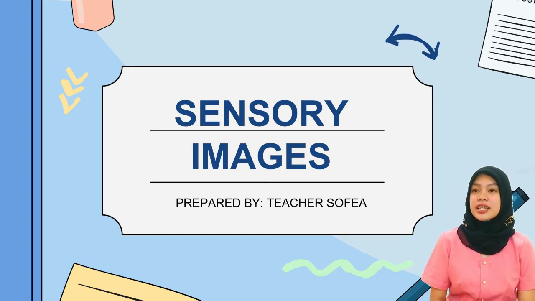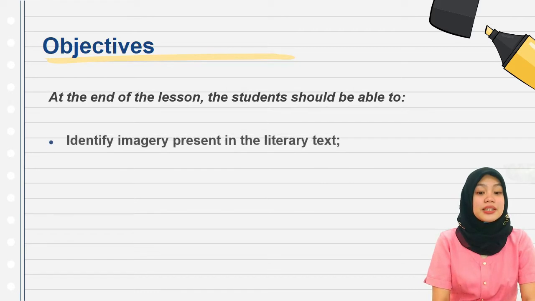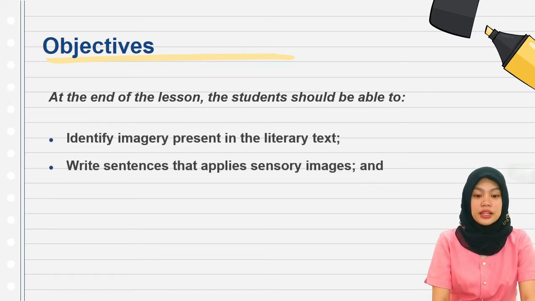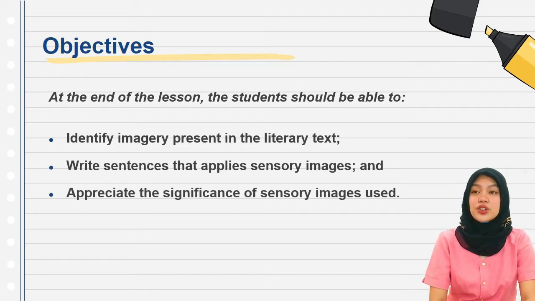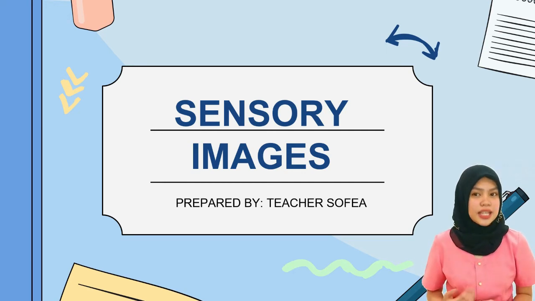For the objectives, at the end of the lesson, you students should be able to identify present imagery in the literary text, write sentences that apply sensory images, and appreciate the significance of sensory images used. Before we dig deeper into our discussion, I have here 5 sentences, and I want you to identify what senses are present in these sentences.